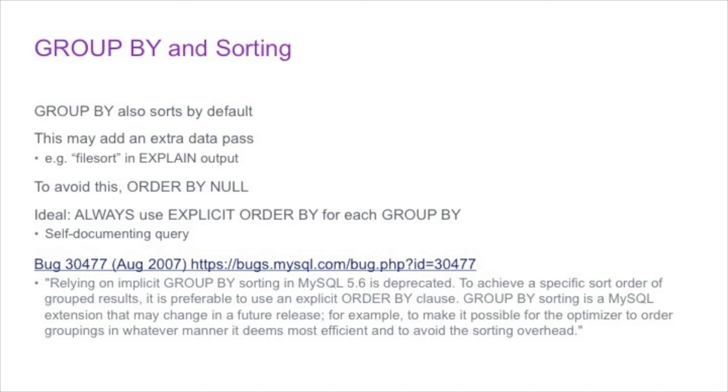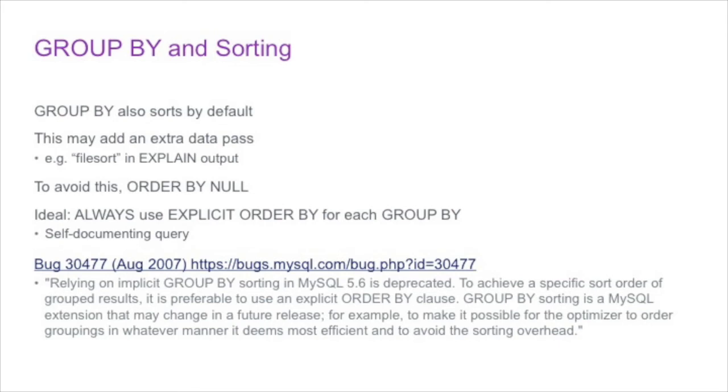There is a bug that people put in that by default, MySQL shouldn't do extra work silently. That was put in 10 years ago and still hasn't been fixed. So try to use order by null. But there is a comment in there that says, relying on the implicit group by sorting in 5.6 is deprecated. To achieve a specific sort order, use an explicit order by. Group by sorting is a MySQL extension that may change in a future release.